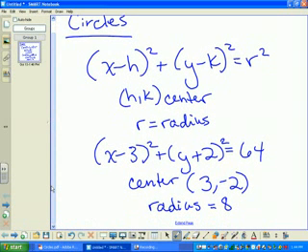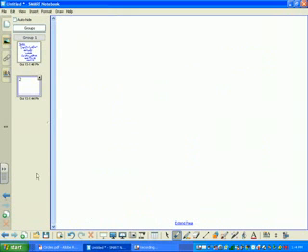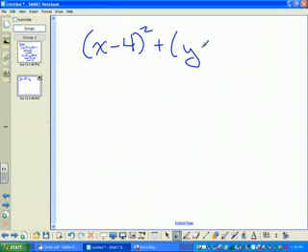Now, will everything come out nice and pretty every time? No, it's not going to. Because we know with the numbers that we usually have, we're going to have square root of some things that don't just go away. All right, so let's look at one that may be close, but not quite. For example, you might have one that is (x - 4)² + (y - 2)² = 120.